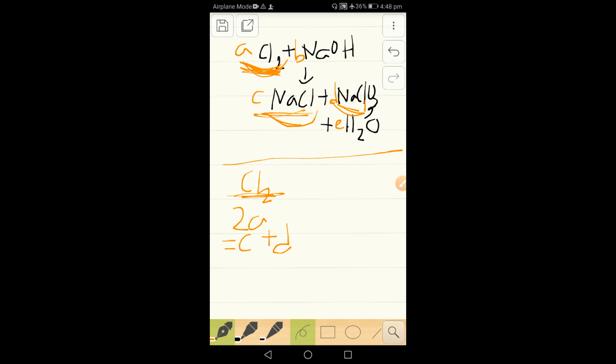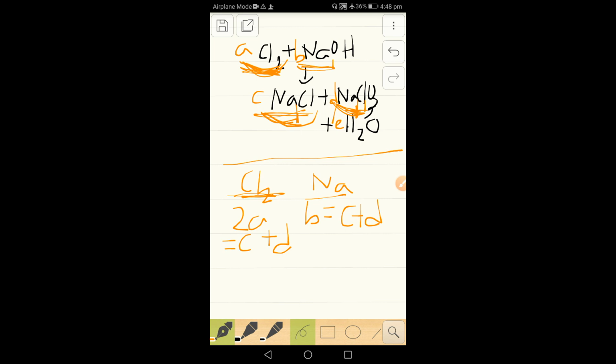Now talk about sodium. In the reactant side we have 1 into B, which is B, and this must be equal to the number of sodium in the product side. Here is 1 sodium, so 1 into C, that means C, plus 1 sodium is also present here, so 1 into D, this means D. So B must be equal to C plus D.